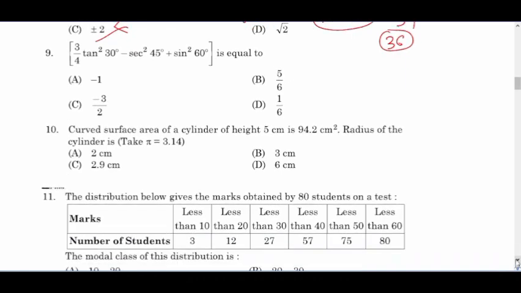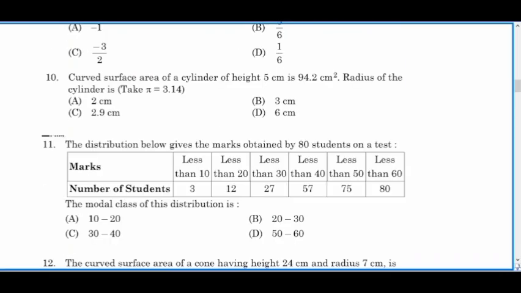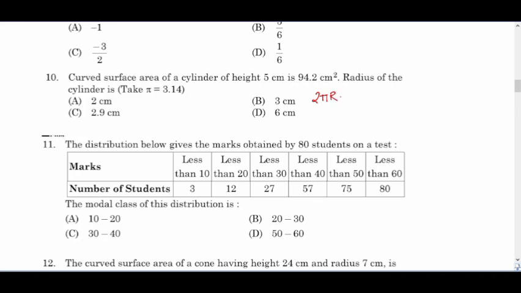Okay, what does it say? Curved surface area of a cylinder. Now what is the cylinder curved surface area? 2 pi r into h. This is equal to 94.2. Now pi value is 3.14. So 2 into 3.14, r value to find out, h value is 5, this is equal to 94.2.